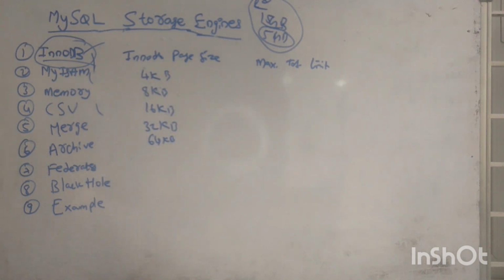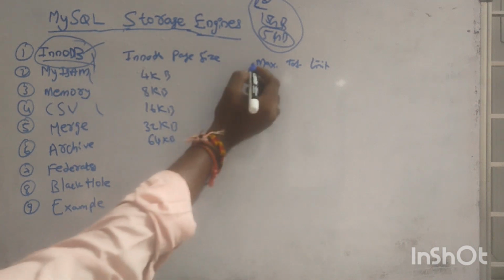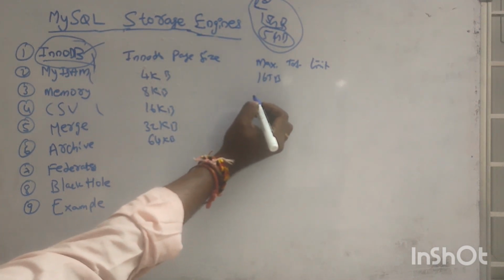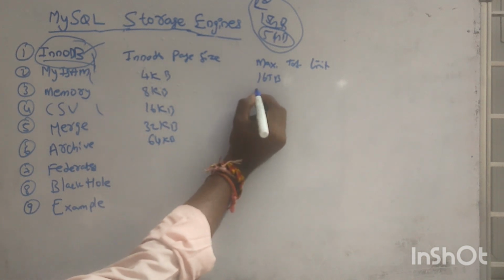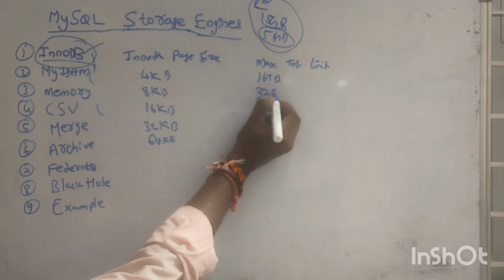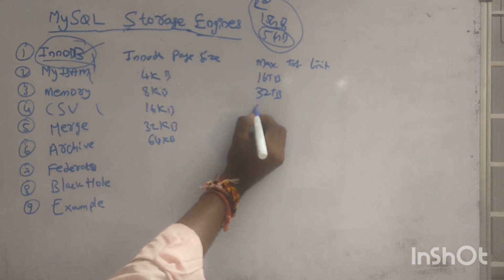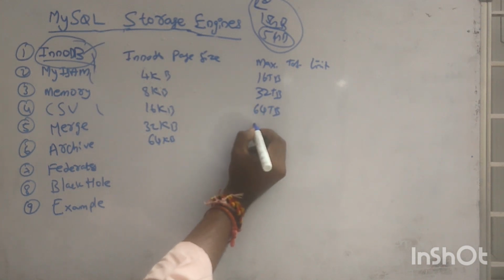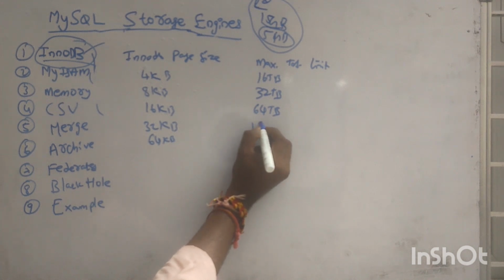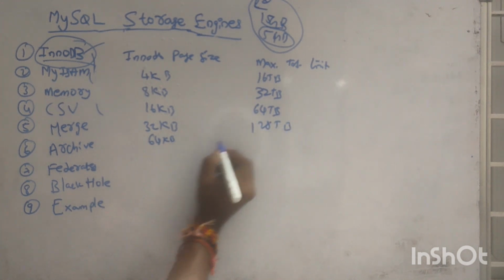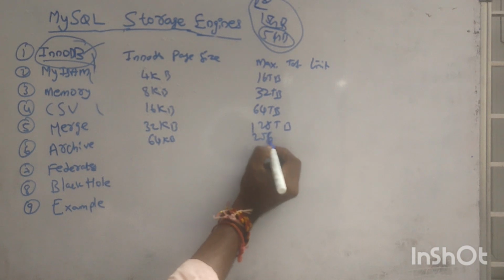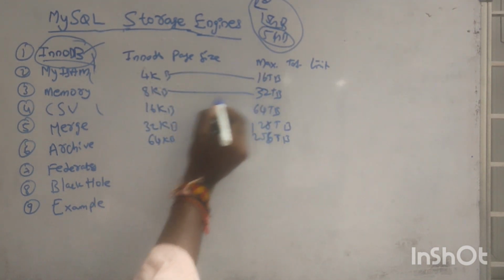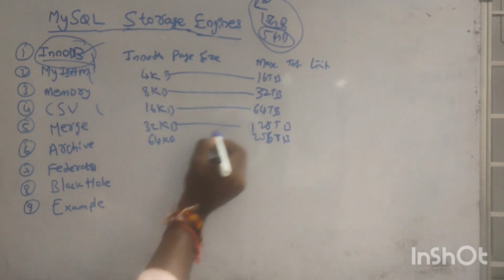If you have 4K page size, it will support a maximum size of 16 terabytes. If you have 8 KB, the maximum file size is 32 TB. If you have 16 KB, it is 64 TB. If you have 32 KB, it is 128 TB. If you are using 64 KB, it is 256 terabytes. So these are the maximum file sizes supported depending upon the page size.